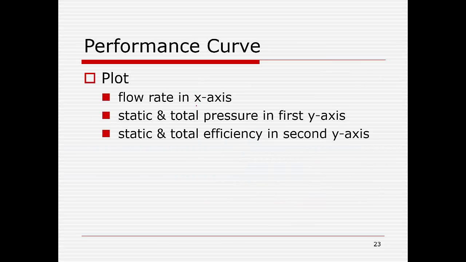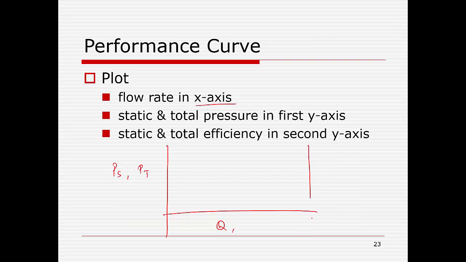So you are going to plot the flow rate on the x-axis. On one y-axis, typically you plot the static pressure and the total pressure. On the secondary y-axis, typically you plot the static efficiency and total efficiency. Okay, that basically concludes this presentation. And let's review it one more time. The whole objective is we learned how to determine a fan curve.